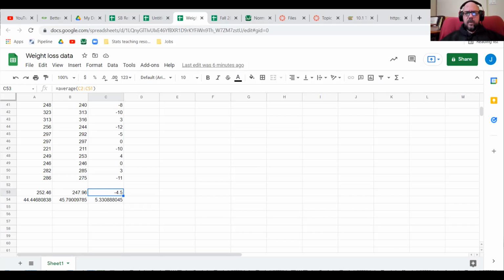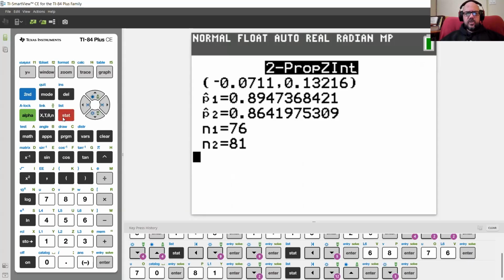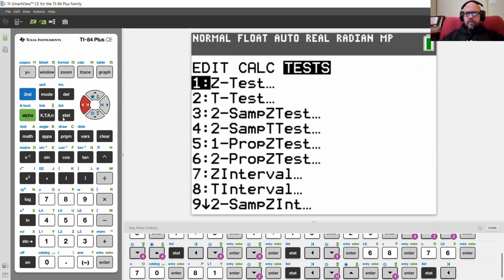Now I can go to the calculator. And when we go to the calculator, you're going to notice that there is no paired t-test because this is just a plain old one sample t-test.